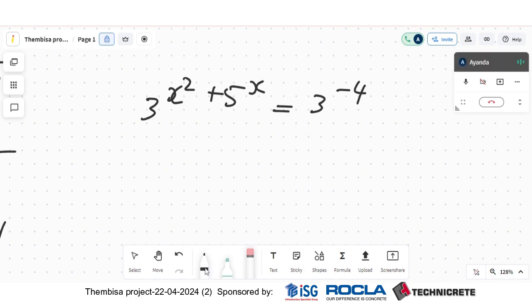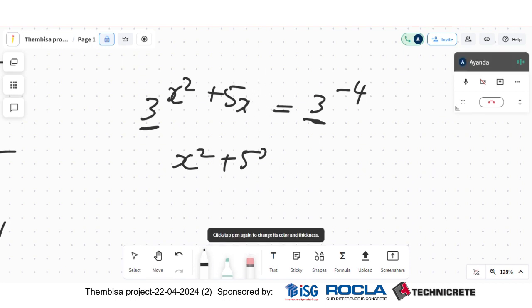So now we do this because we want to have the same bases on each side. Because the bases are the same, we're going to disregard the bases and we're just going to have x squared plus 5x. Sorry, not 5 to the power of x, this is just 5x. So this is x squared plus 5x is equal to negative 4.